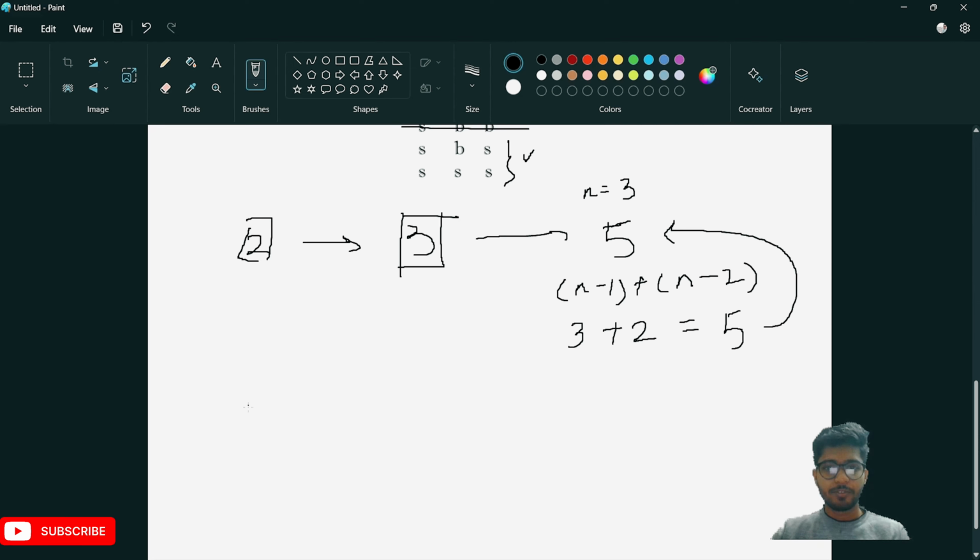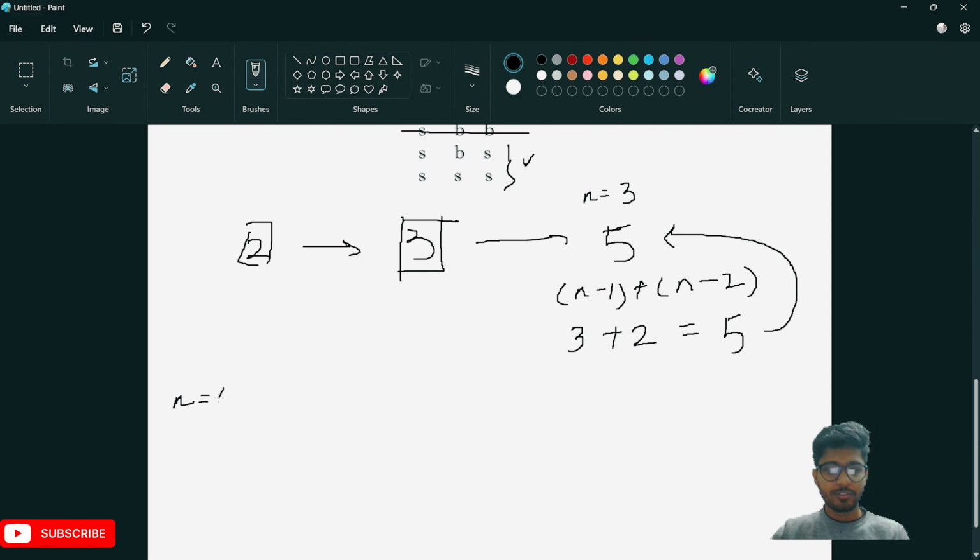So if we follow this Fibonacci series, in n equals to 4, we will add up the previous two values, n minus 1 and n minus 2. So 4 minus 1 is 3. The possible ways of construction when the number of plots given was 3 was 5. So 5 plus n minus 2 is 2.